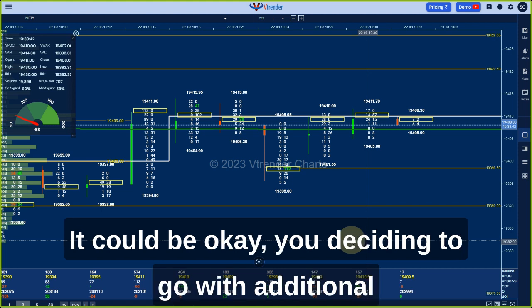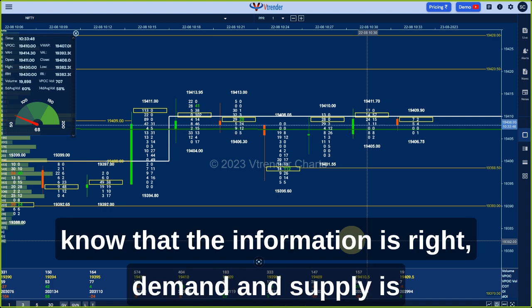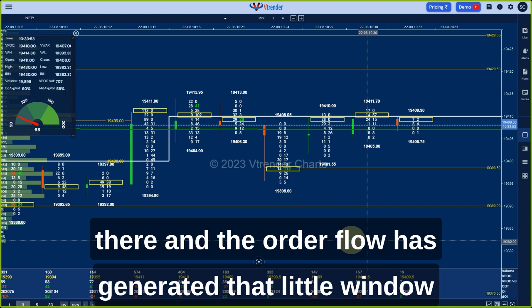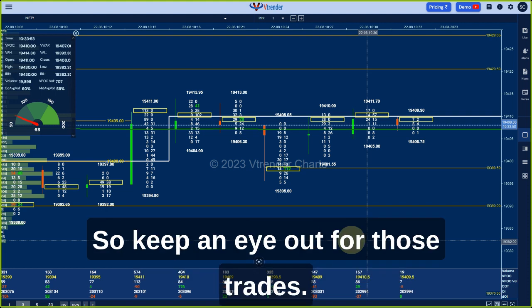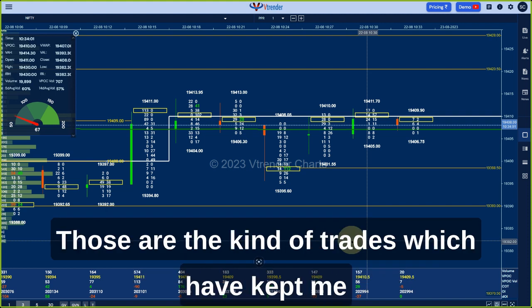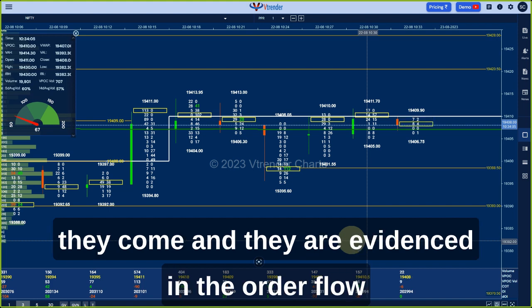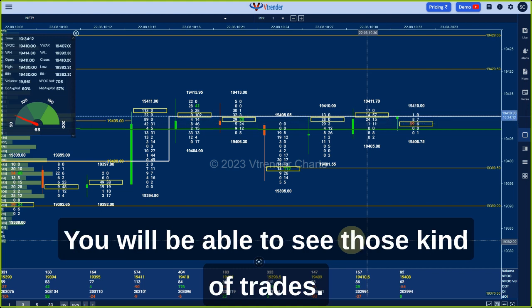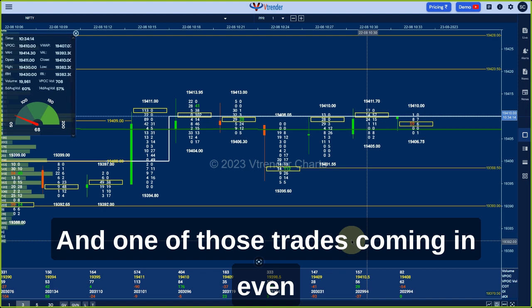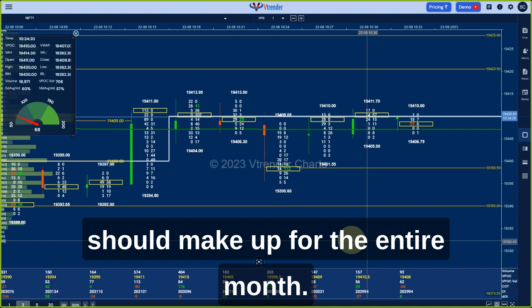It could be you deciding to go with an additional 3x or 4x of your size. But you know that the information is right, demand and supply is there, and the order flow has generated that little window for you to time that entry. So keep an eye out for those trades. Those are the kind of trades which have kept me going over the past few years, and I know that they come and they are evidenced in the order flow, and you will be able to spot them with time. One of those trades coming in even twice a month or three times a month should make up for the entire month.